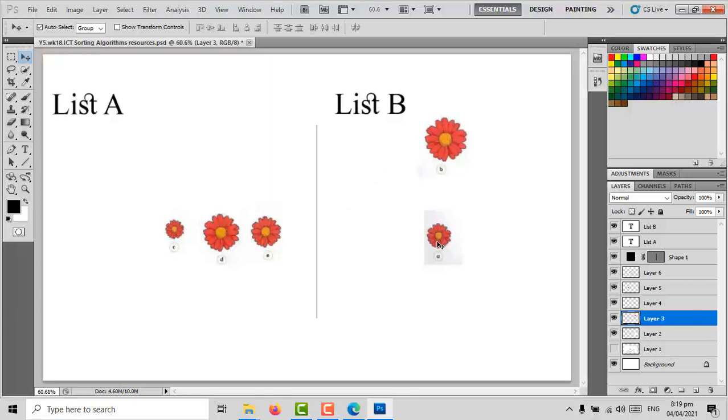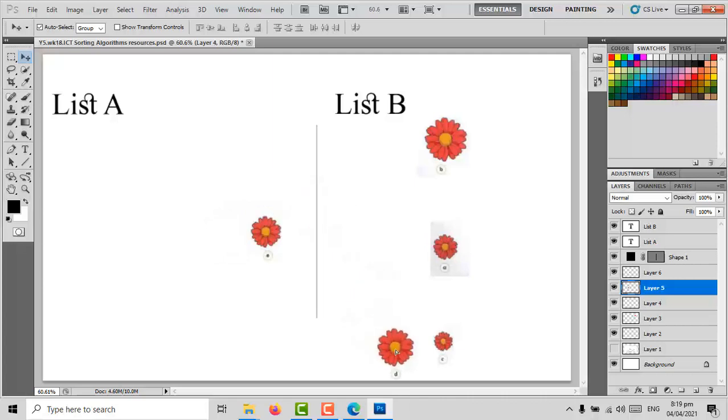Yeah? Now choose the next flower and compare it to B. Now, is it bigger or smaller? Bigger, right? So we move down. Is it bigger or smaller? Smaller, right? So we move down this way. Now choose the next one and compare it to this one. Is it bigger or smaller? It's bigger, right? Now move to this one.